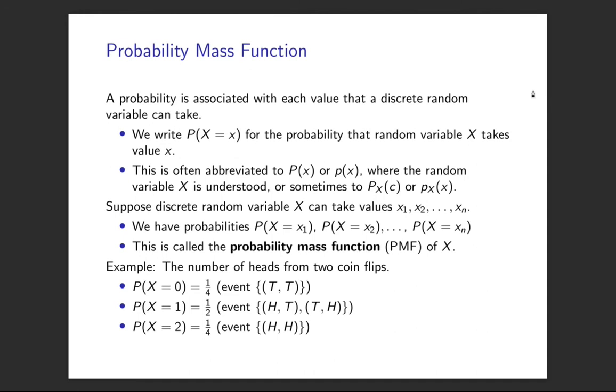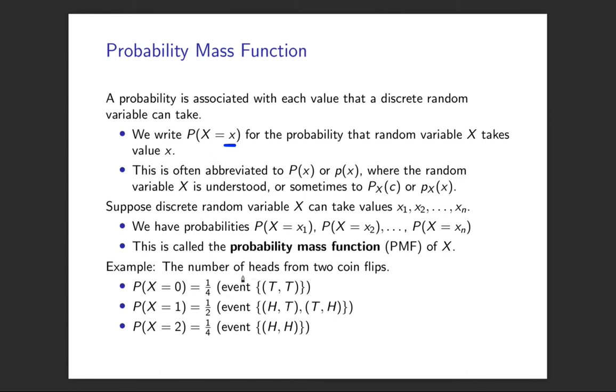So here's the first new thing about random variables that's different from random events, and it's the probability mass function. Associated with each of the values x that a random variable can take, remember they're just numbers, there's a probability, the probability that X equals x. And if it's a discrete random variable, we can just list all the possible values and their probabilities, and that is the probability mass function.